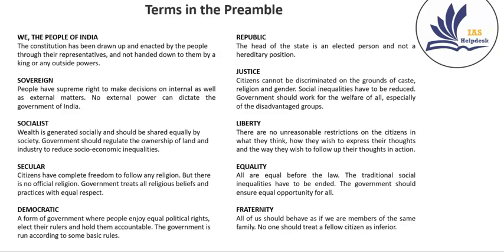After that, we have 5 different terms, that is sovereign, socialist, democratic, republic, secular. ये 5 terms preamble में Indian constitution के nature को define करते हैं. And the terms after that, justice, liberty, equality and fraternity, ये Indian constitution के objective को define करते हैं. Now let's see these terms one by one.